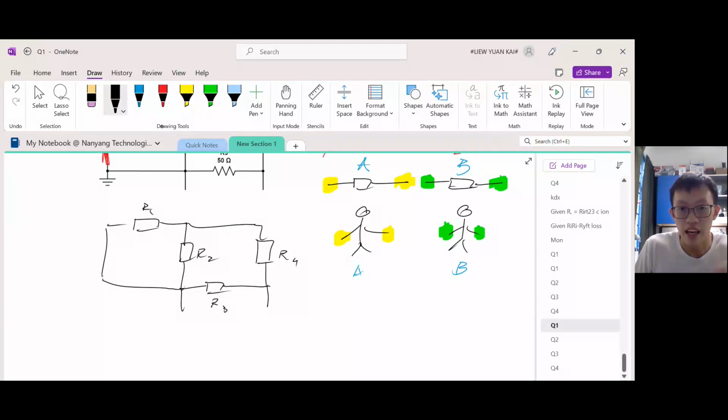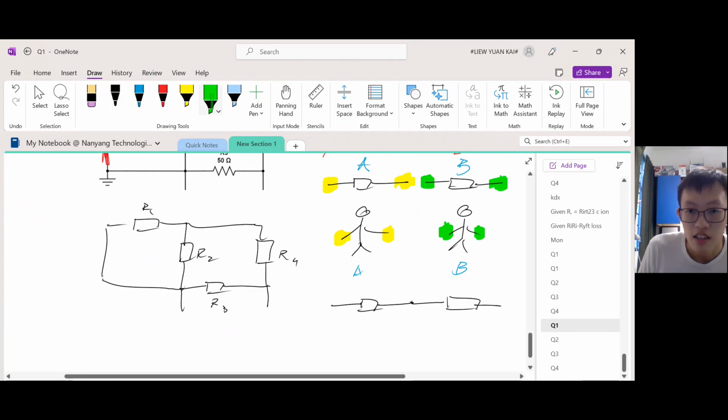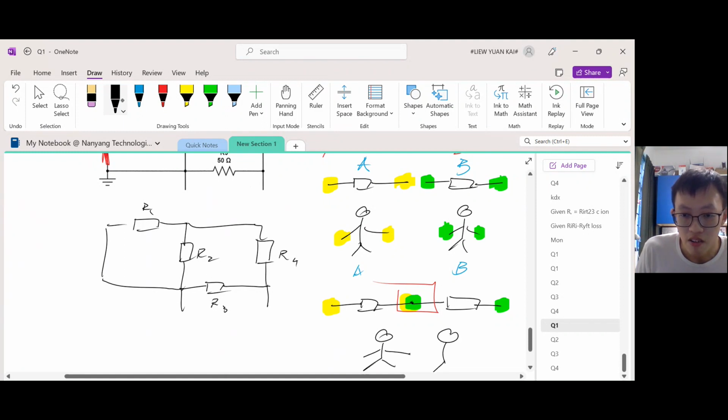So if you want to connect A and B in series, it'll look like this. See, this is the terminal of B. This is the terminal of A. They're connected only at one hand, only at one terminal. So if you want to draw this analogously, for the people, they will only hold by one hand together. See, this is the hand of A, and these are the hands of B. They're only holding together at one hand.